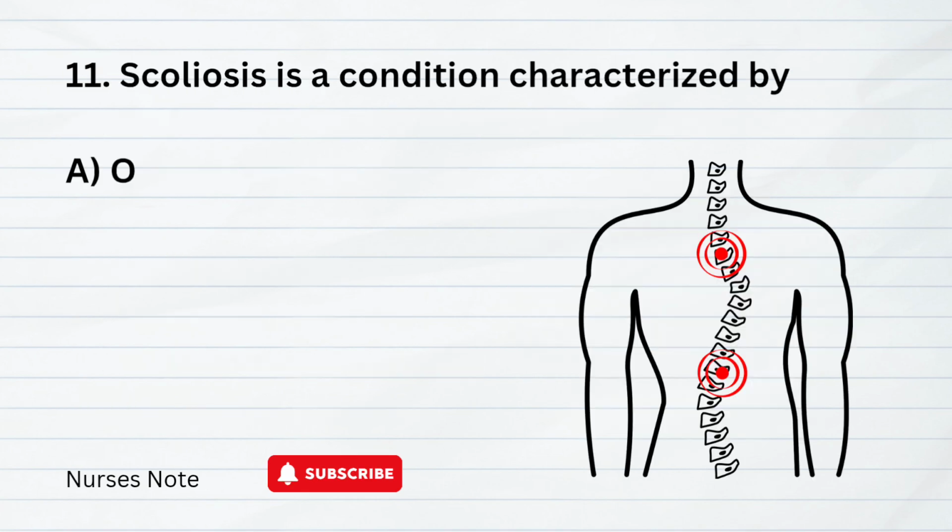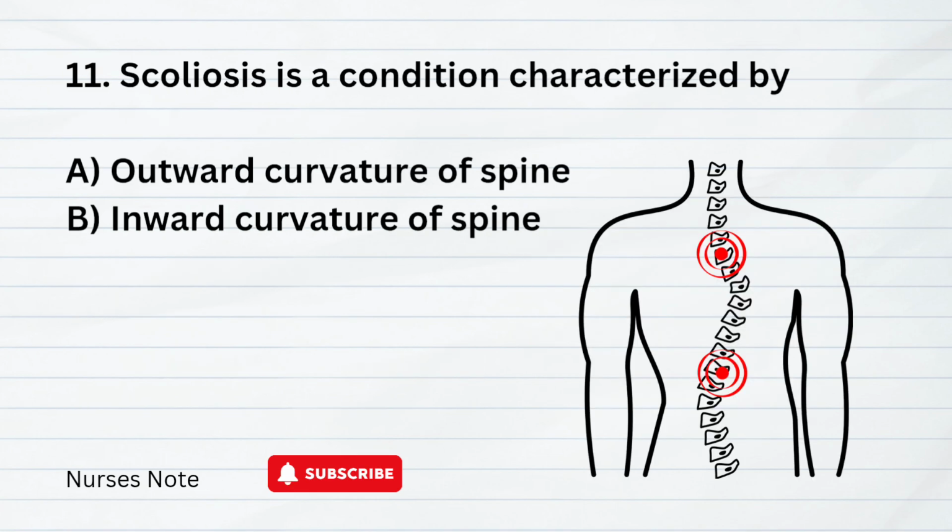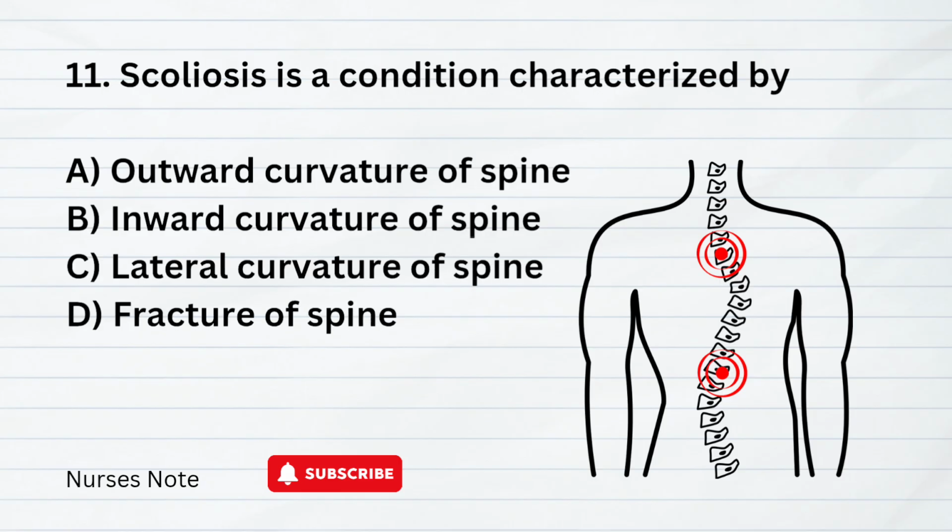Scoliosis is a condition characterized by: A. Outward curvature of spine. B. Inward curvature of spine. C. Lateral curvature of spine. D. Fracture of spine.